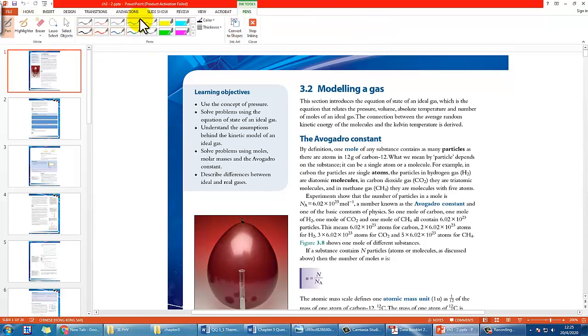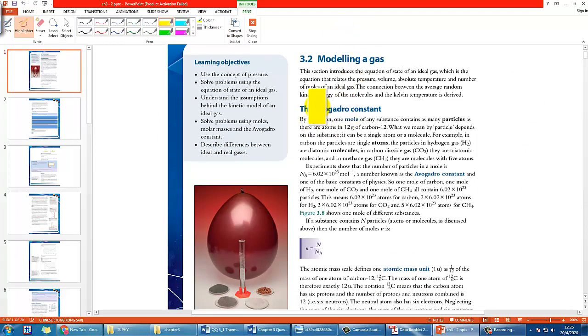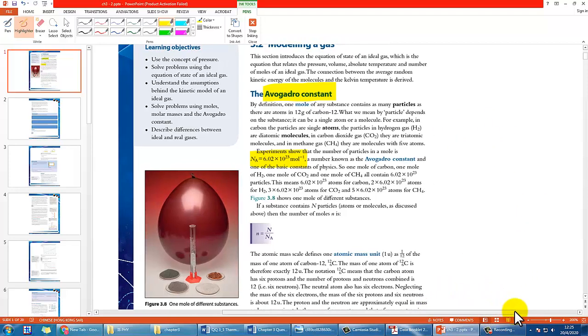Okay, so the first thing that you should find is the word Avogadro constant, and you can find the number itself equals 6.02 times 10 to the power of 23. If you have learned chemistry in IGCSE, I'm pretty sure you have learned about it also. But if you don't, that is totally fine. The idea is very simple.